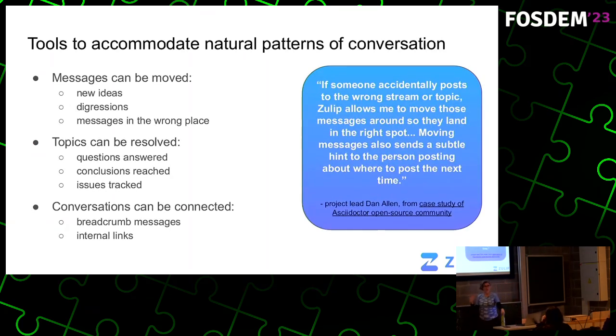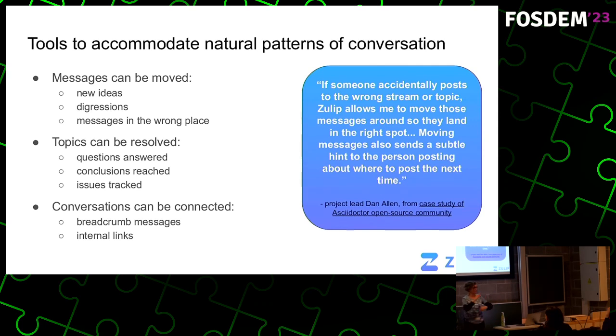But of course, topics are being used by humans. Humans do not always work. We don't have conversations in straight lines. We don't always make sense all the time. And we need to make sure that they work with the humans that are working with them. So at Zulip, we've made a number of tools to work with these kinds of patterns of conversations that we have.